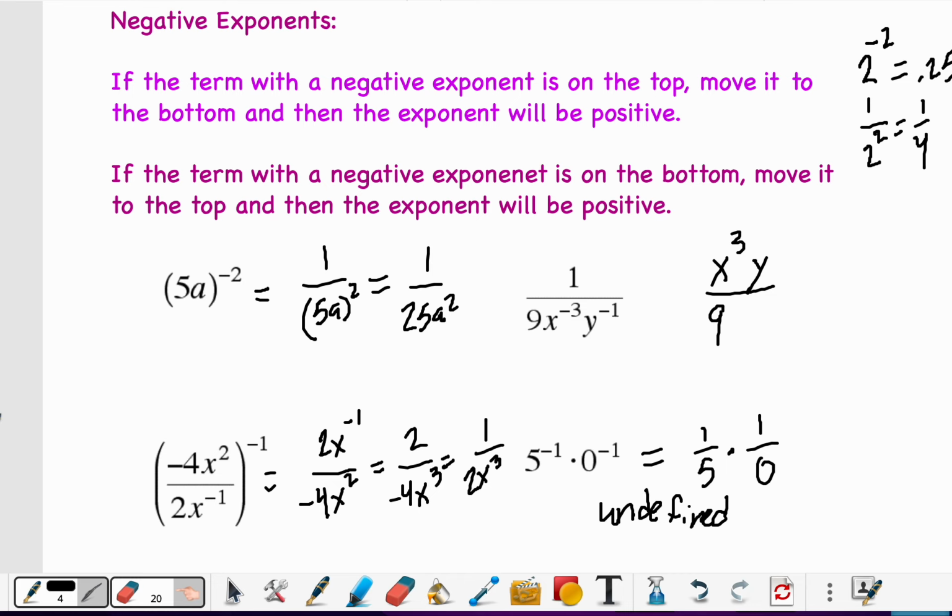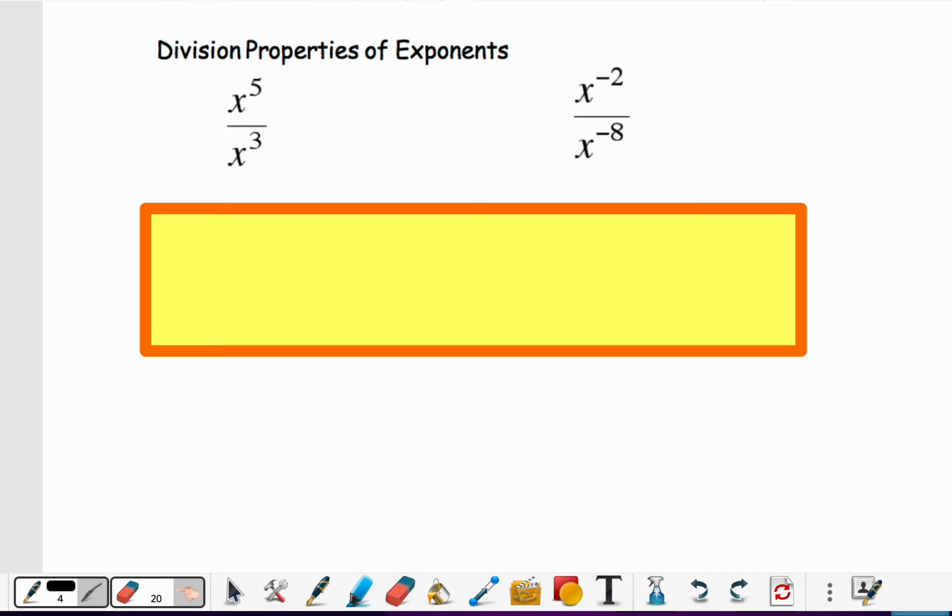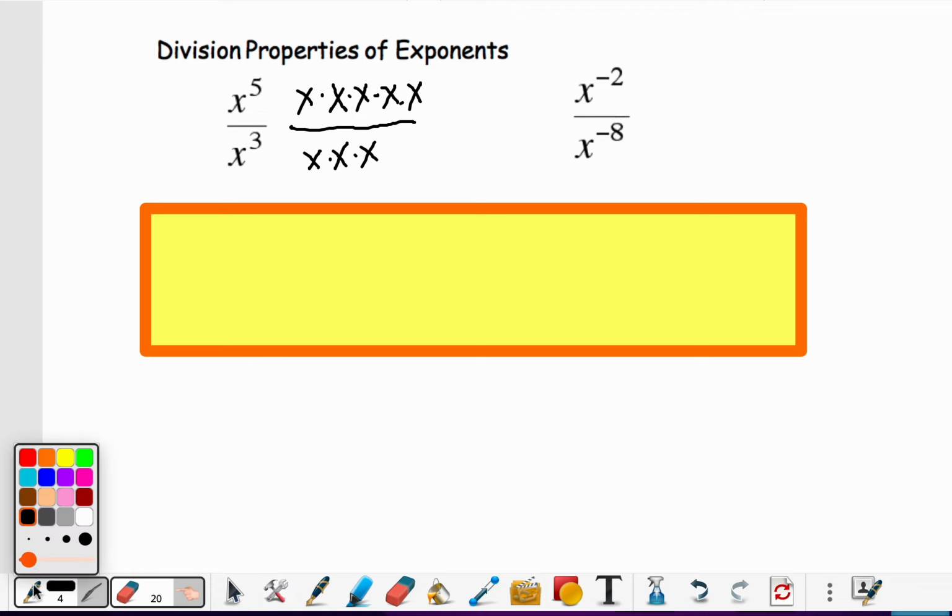So you never want to leave an answer with a negative exponent. I already did a little bit of it here, but I just want to quickly go over the division property for exponents. Because you have, in this case, 5 x's on top and 3 on bottom, things cancel out or simplify to 1. Like x divided by x is 1, x divided by x is 1, x divided by x is just 1. So your end result, when you're dividing, in this case, is just going to be x squared.